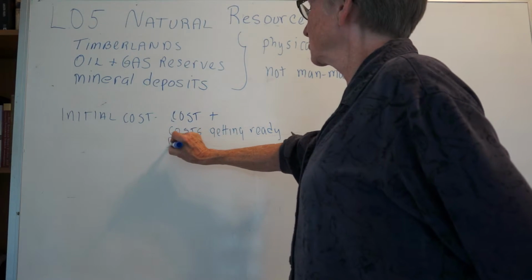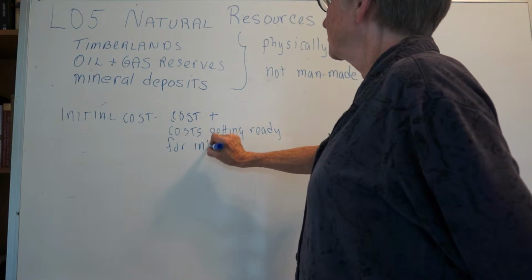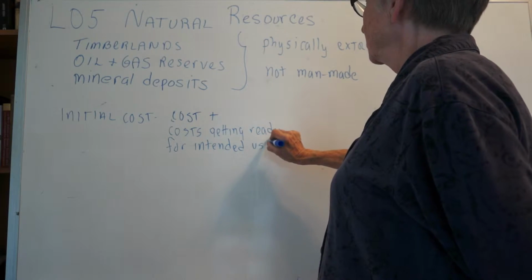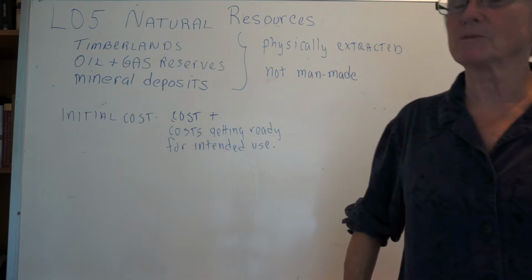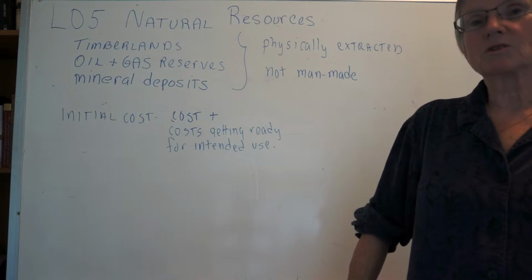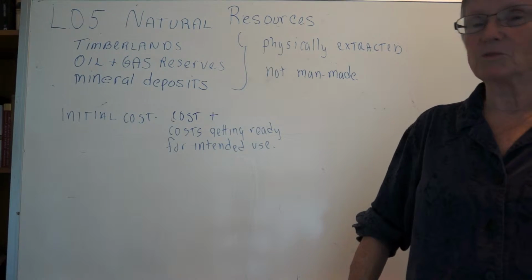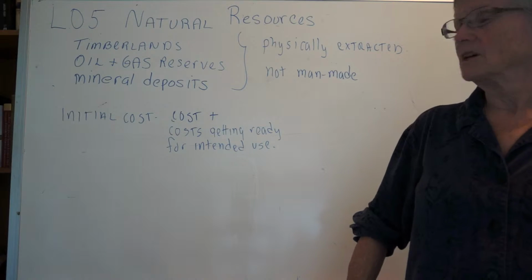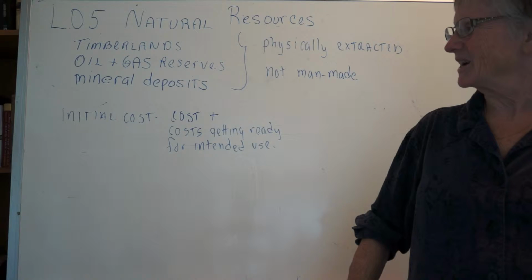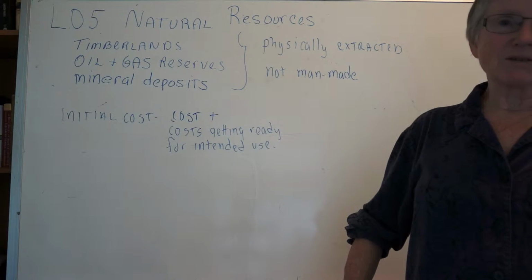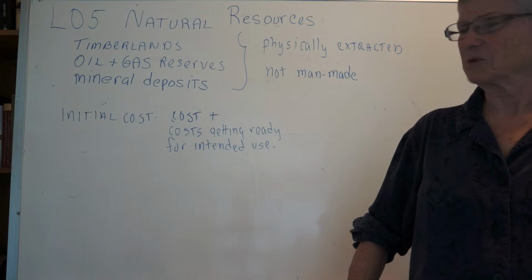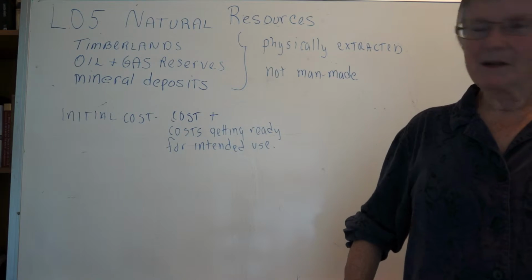For its intended use. So in the case of timberlands, that would be things like you need to build the logging road, so some of that would go into the costing. For oil and gas reserves, there's certain infrastructure that needs to be done in order to extract it. Mineral deposits, you have all of the mine shafts and things like that. The principle is the same. Fortunately, you'll just be given the cost, and that's it. You don't have to worry too much about the rest of it.